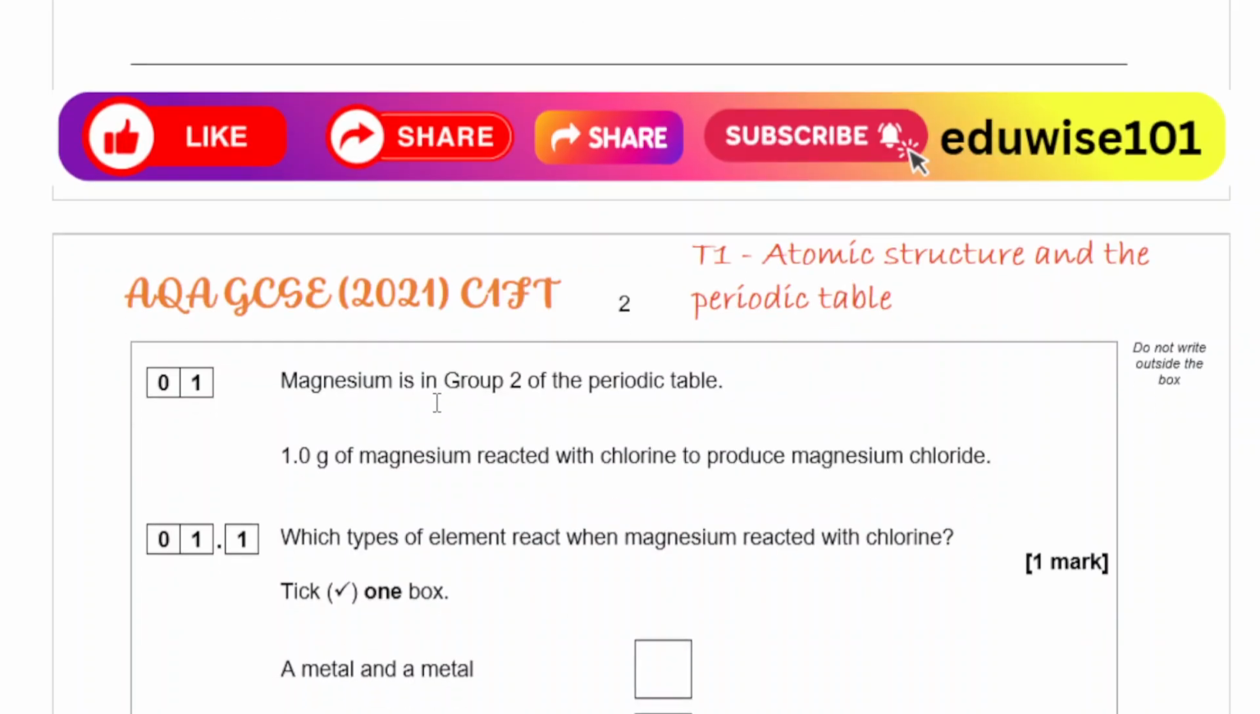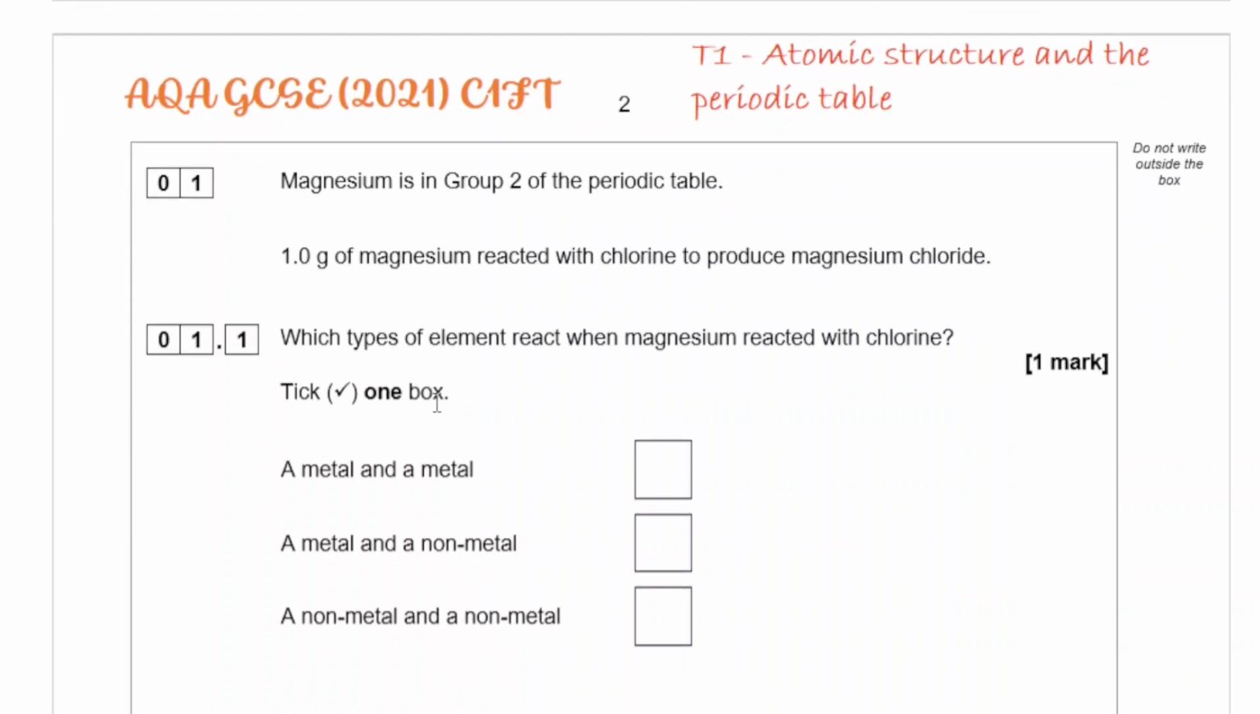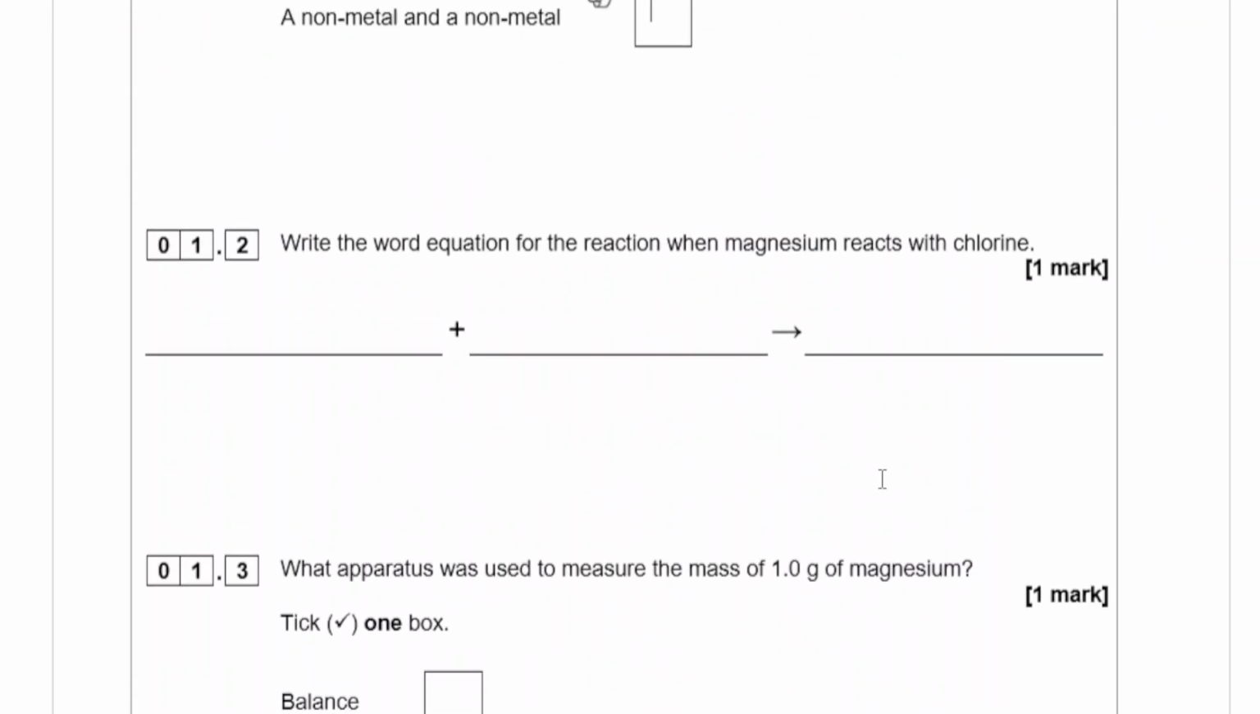Question number 1 is on the topic of atomic structure and the periodic table. Magnesium is in group 2 of the periodic table. 1 gram of magnesium reacted with chlorine to produce magnesium chloride. What type of elements react when magnesium reacted with chlorine? Magnesium is a metal and chlorine is a non-metal. It's a reaction between a metal and a non-metal. Write the word equation for the reaction when magnesium reacts with chlorine.